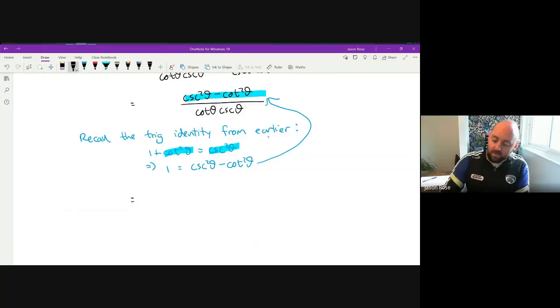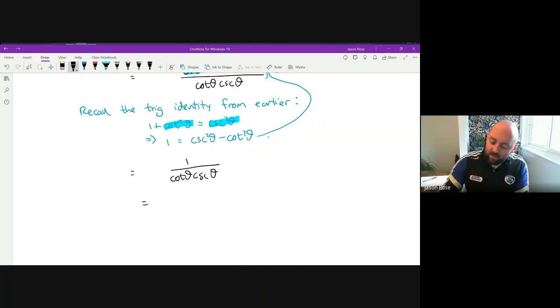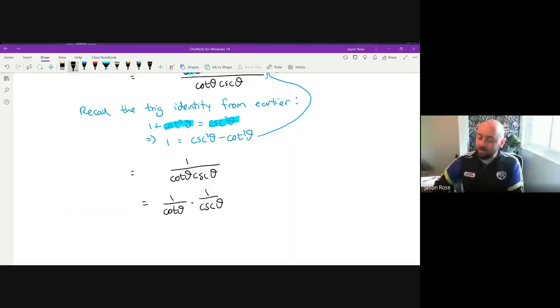Okay? So I'm seeing 1 over cotan theta cosecant theta. For convenience here, I'm thinking I might just split those up. And again, I want to say recall those identities that we have.